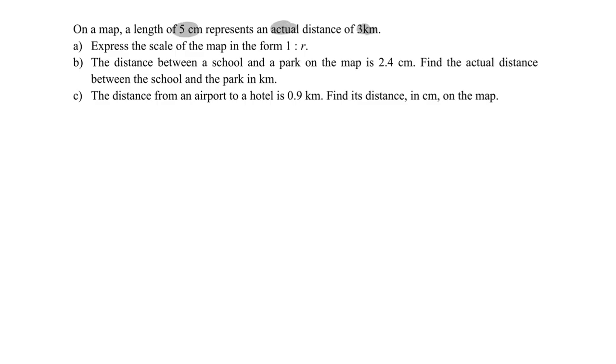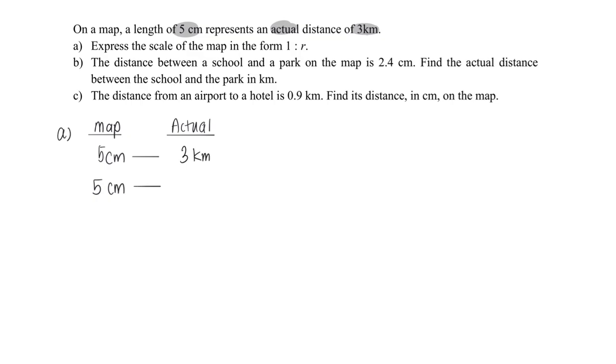We are given that on a map, 5 cm represents an actual distance of 3 km, and immediately Part A requires us to find the scale of the map in terms of 1:r. So on the map, 5 cm represents, on the actual ground, the actual distance of 3 km.